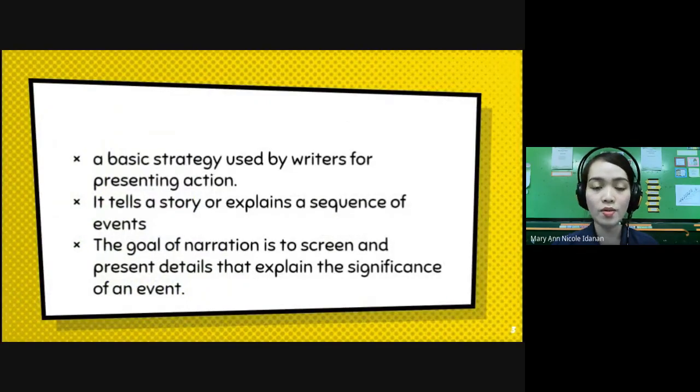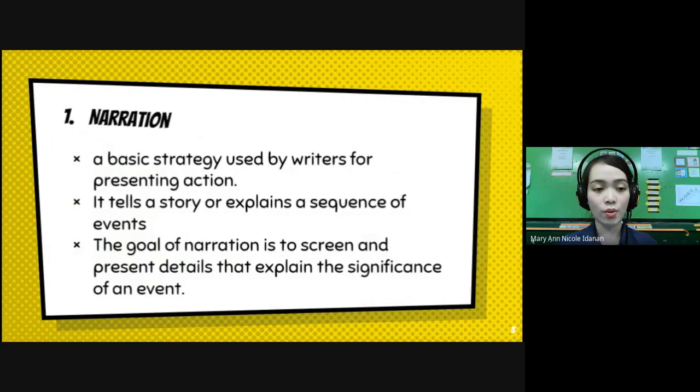So it is a basic strategy used by writers for presenting action, or it also tells a story or it explains a sequence of events. So that is, okay, narration. So the goal of narration is to create and present details that explain the significance of an event.